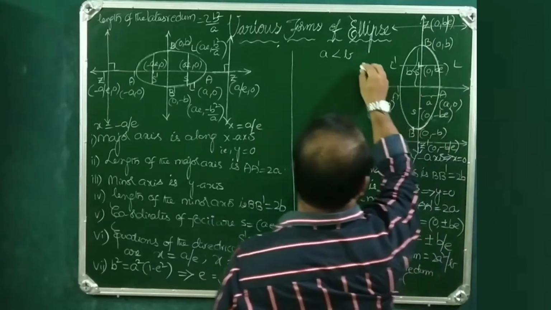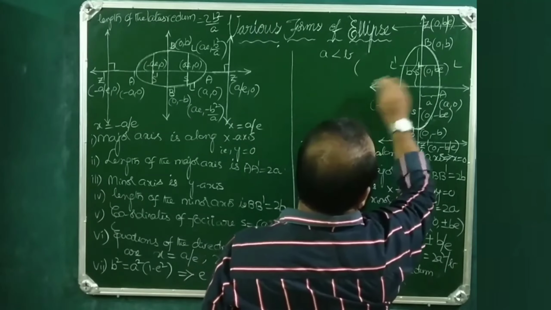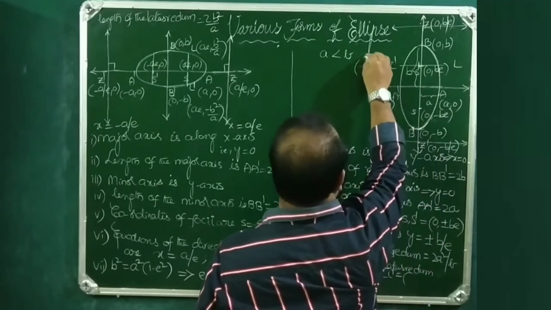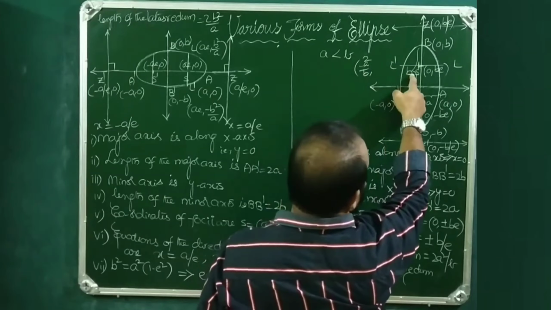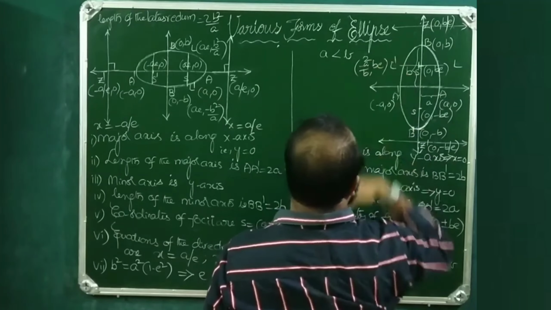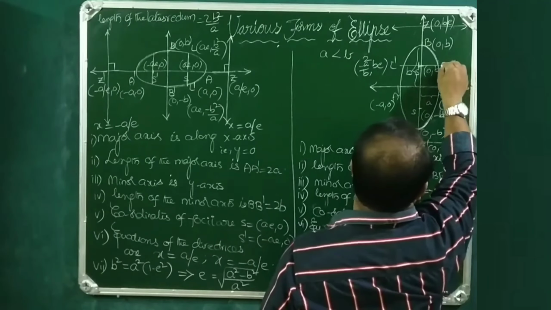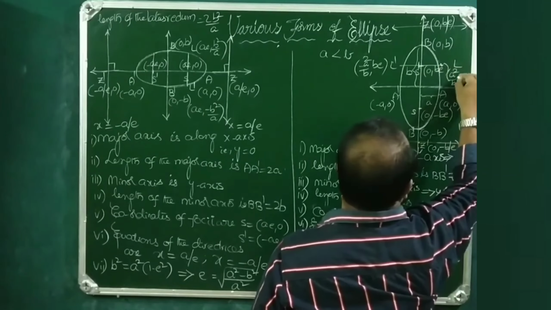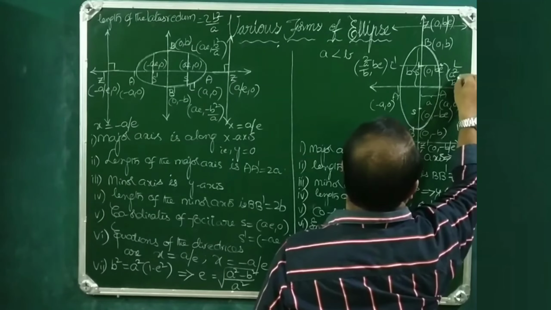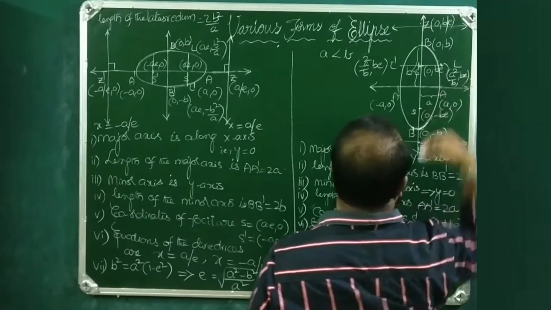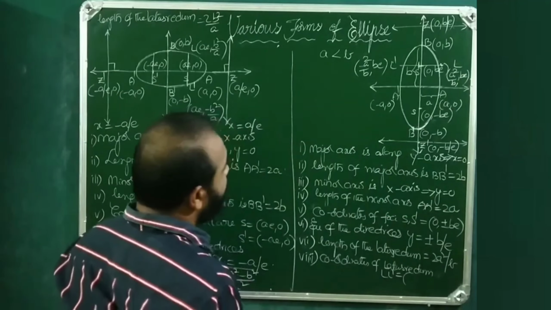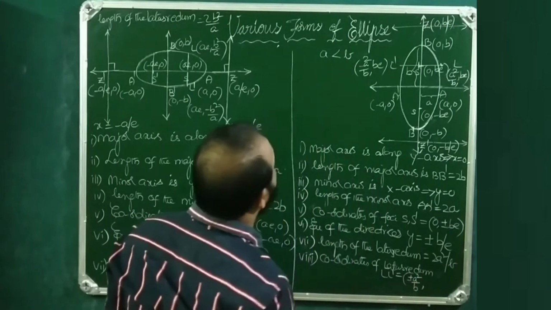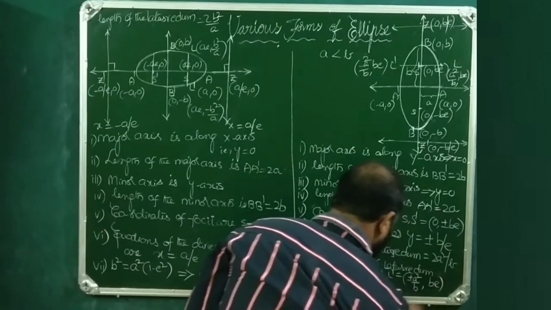So this is minus a square by b, comma, BE. This is a square by b, comma, minus BE. So this is equal to plus or minus a square by b comma BE.